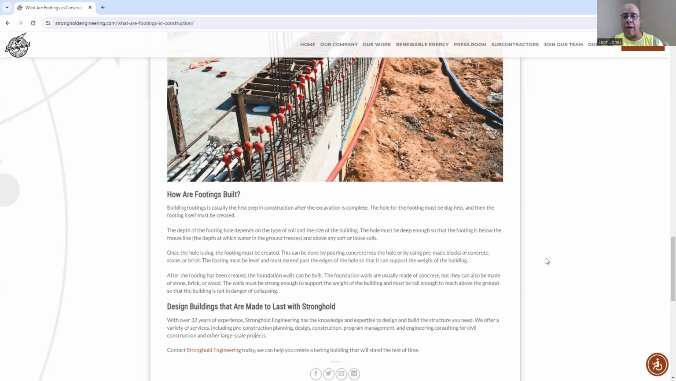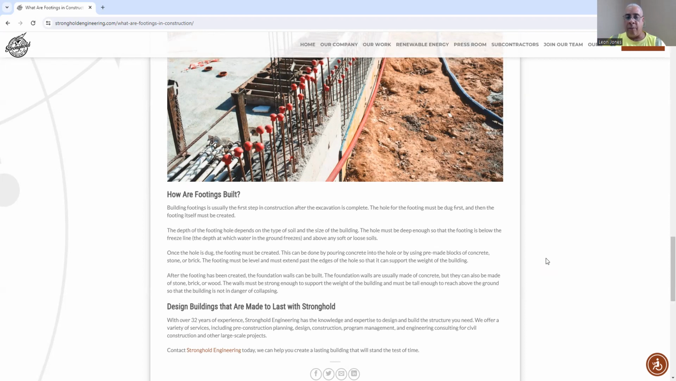Now, this can be done by pouring concrete into the hole, or by using pre-made blocks of concrete, stone, or brick. A footing must be level and must extend past the edges of the hole so that it can support the weight of the building.